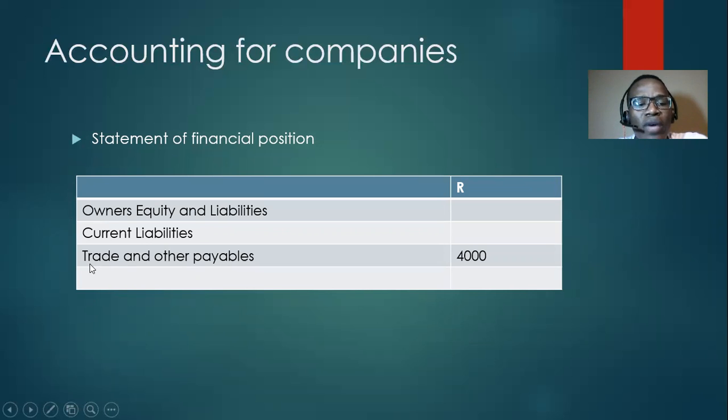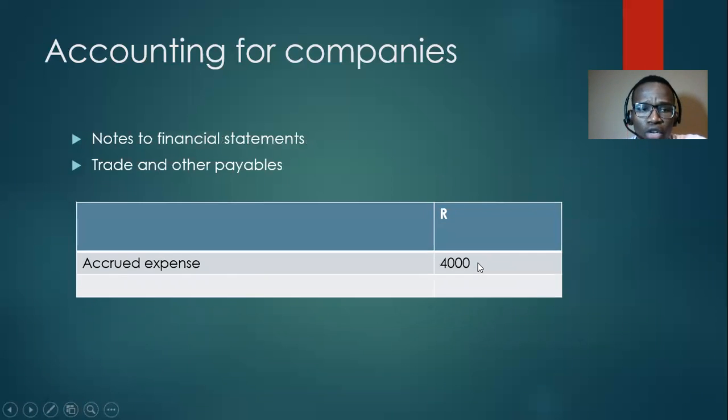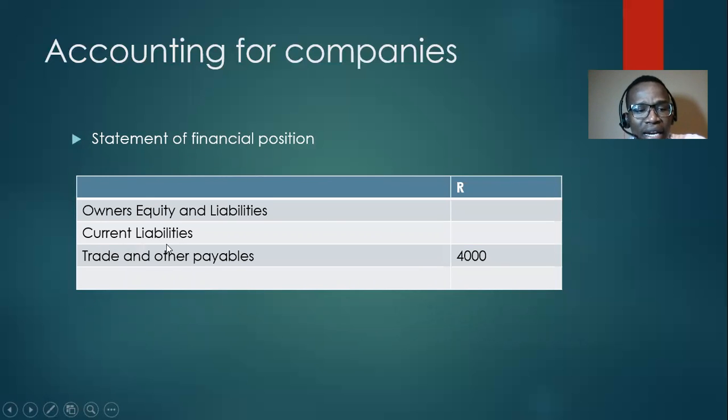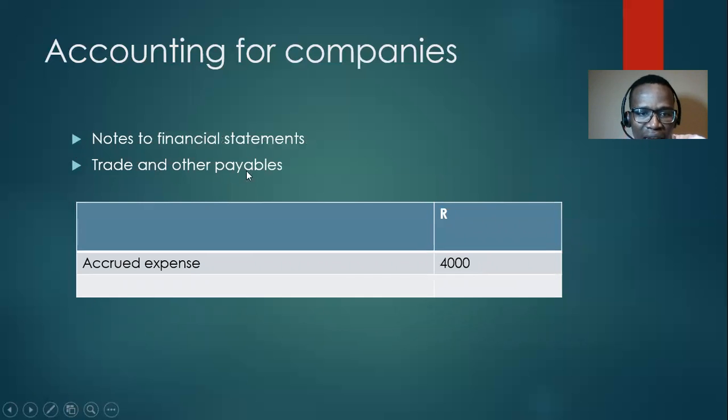Same concept, it's going to be under trade and other payables, but the user won't be able to see what this 4,000 relates to, right? But then you have to look at the note. So under trade and other payables notes, there'll be an accrued expense of 4,000. So the user will be like, okay, the company has got current liabilities and these are trade and other payables, but what does this relate to? Then it goes to notes to financial statements. Under trade and other payables, you see accrued expense.